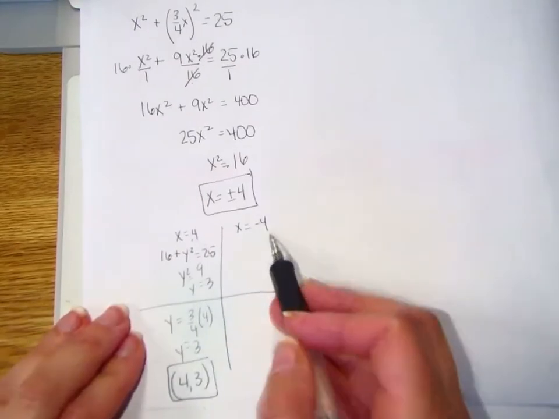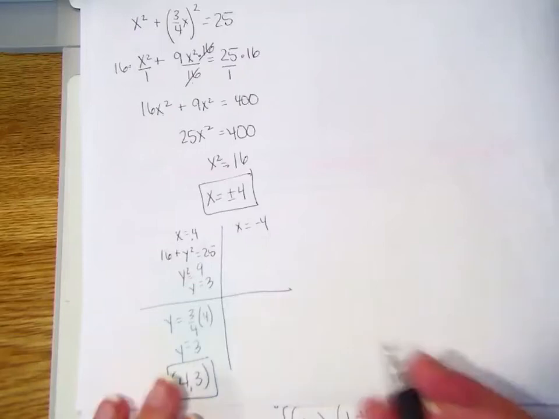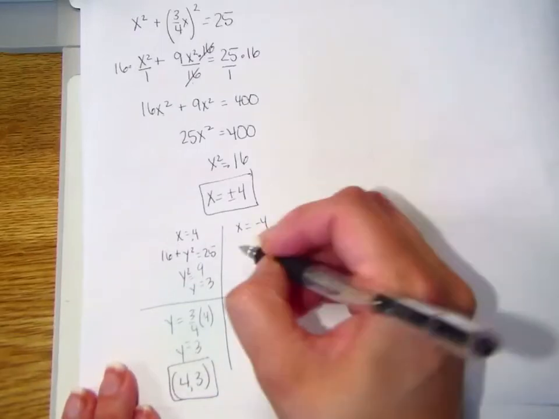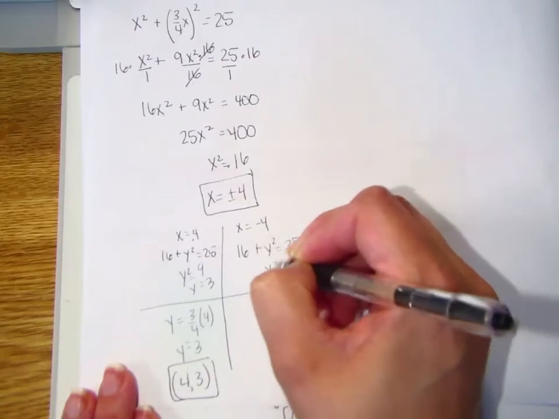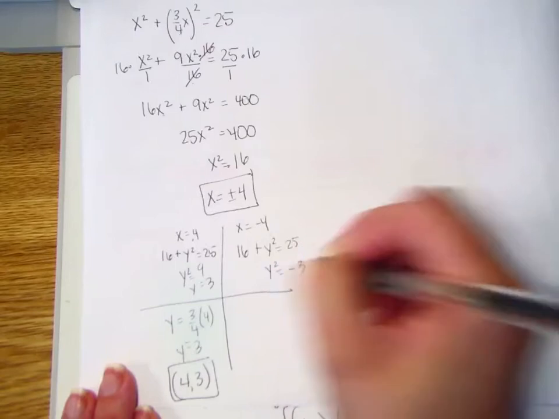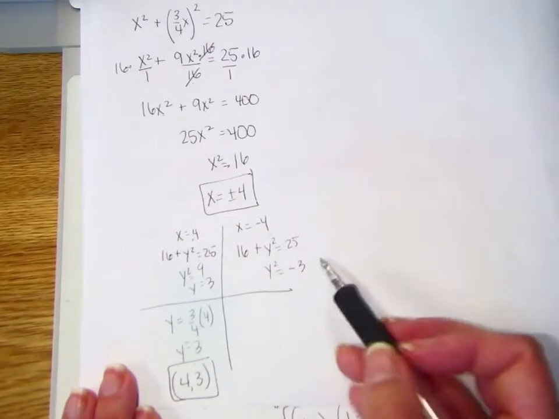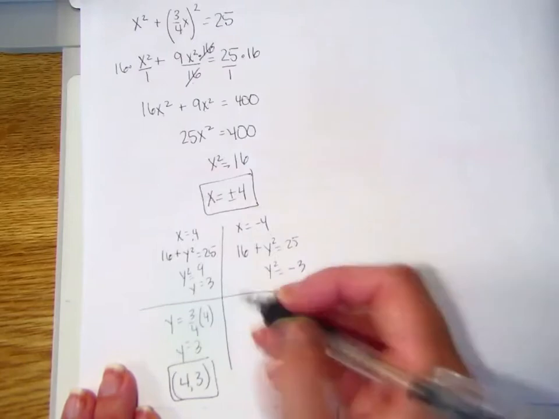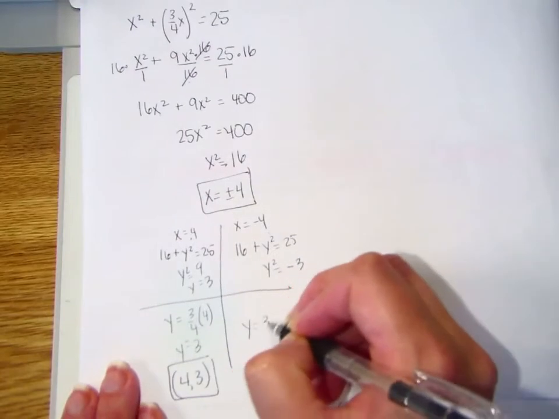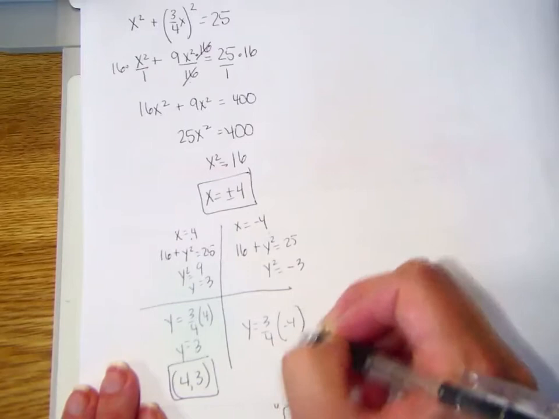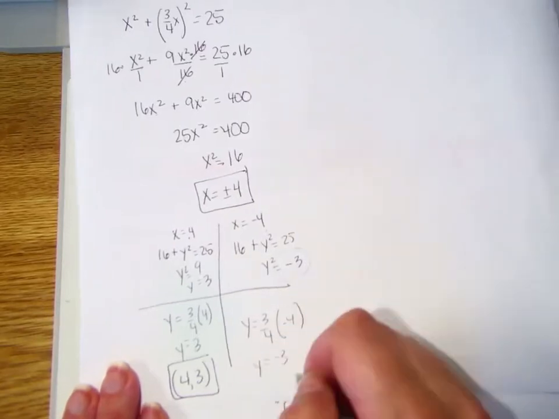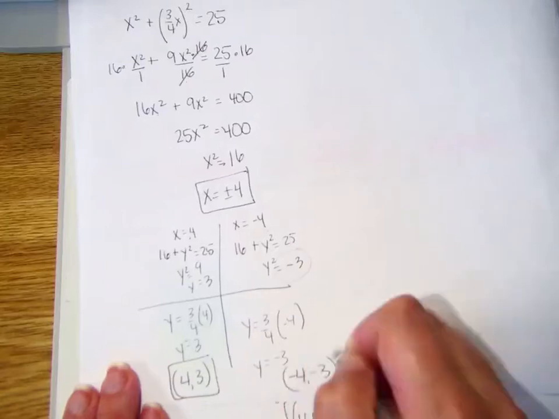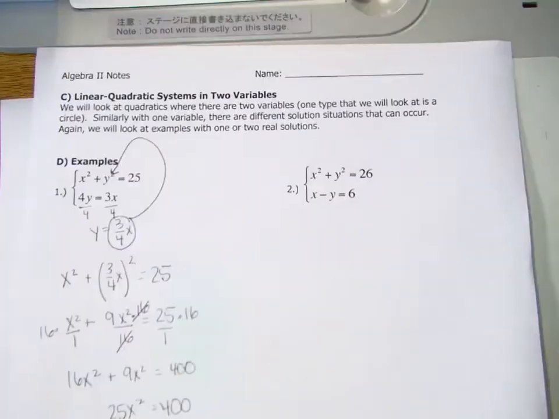Once you plug in negative 4 to the equations, for the first one we would have 16 plus y squared equals 25. In this case, we want to pick the negative 3, which is hard to know at first until you plug it in to the second equation. So y equals 3/4 times negative 4 gives us the negative 3. So we know we wanted to pick that negative 3. All right, I'm going to let you try this last one on your own.